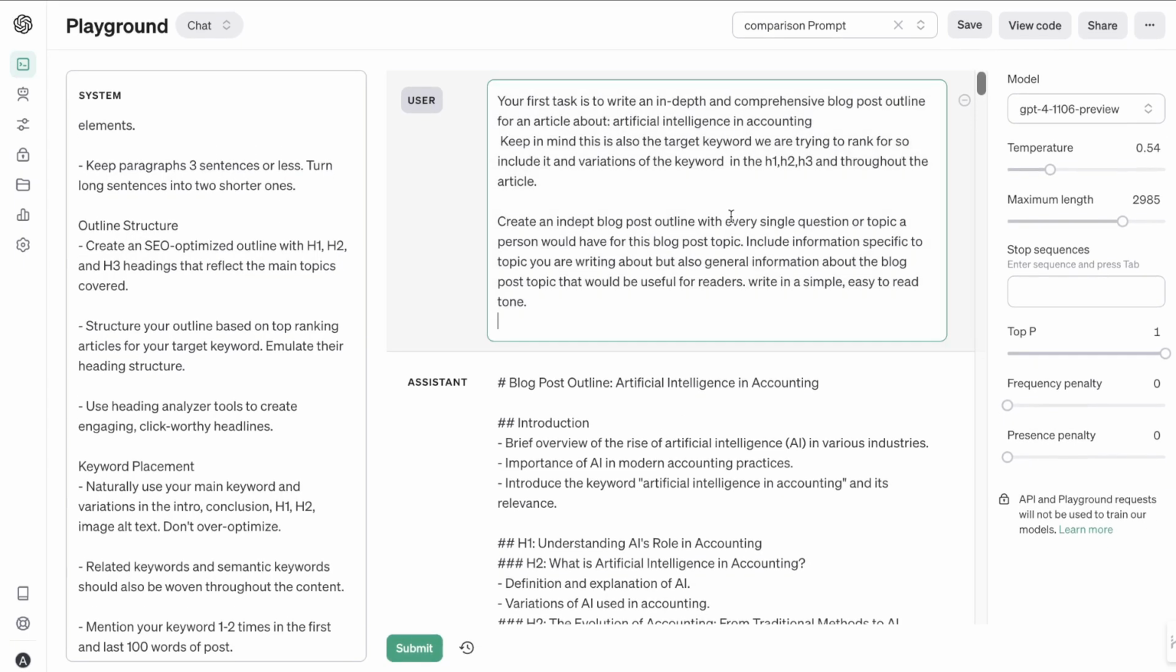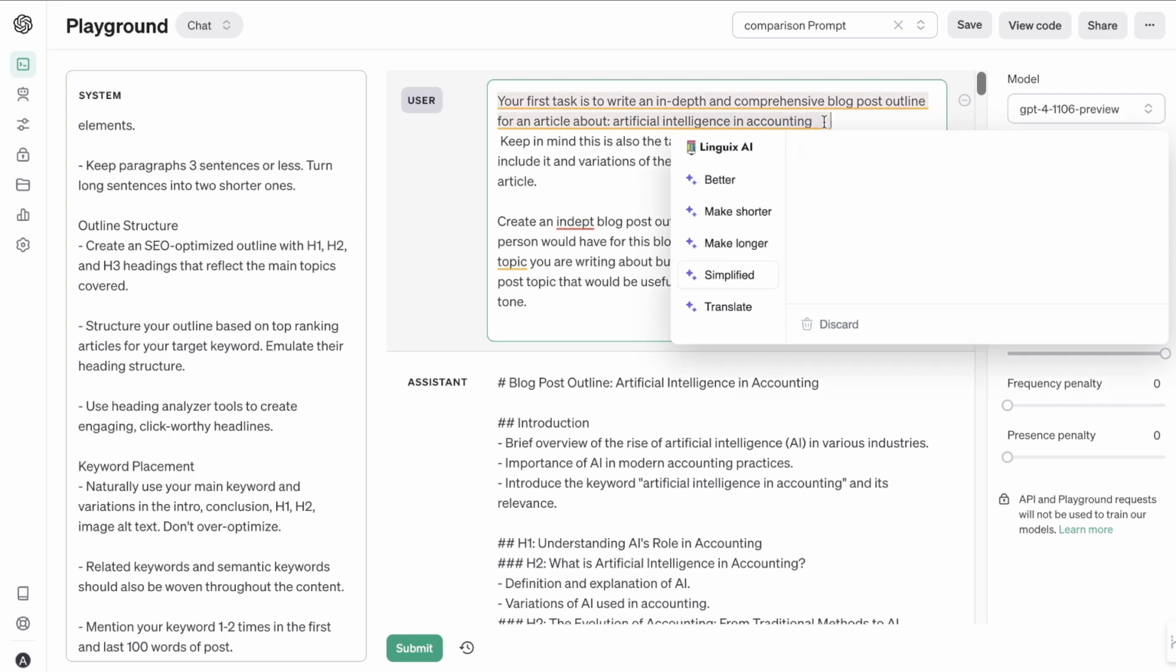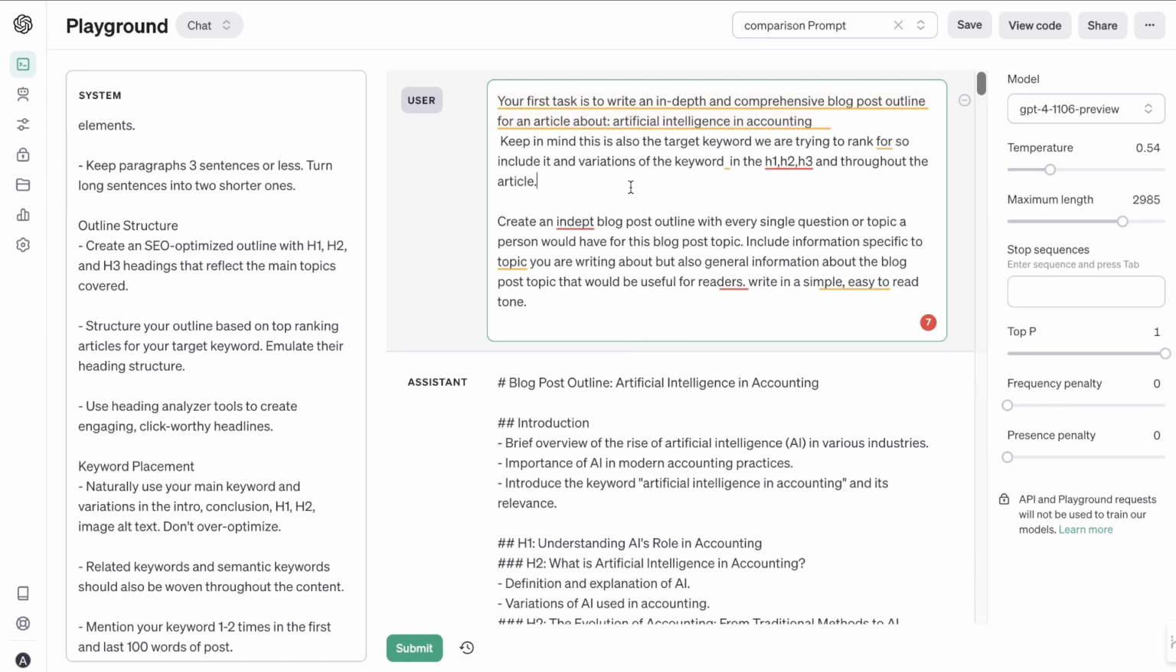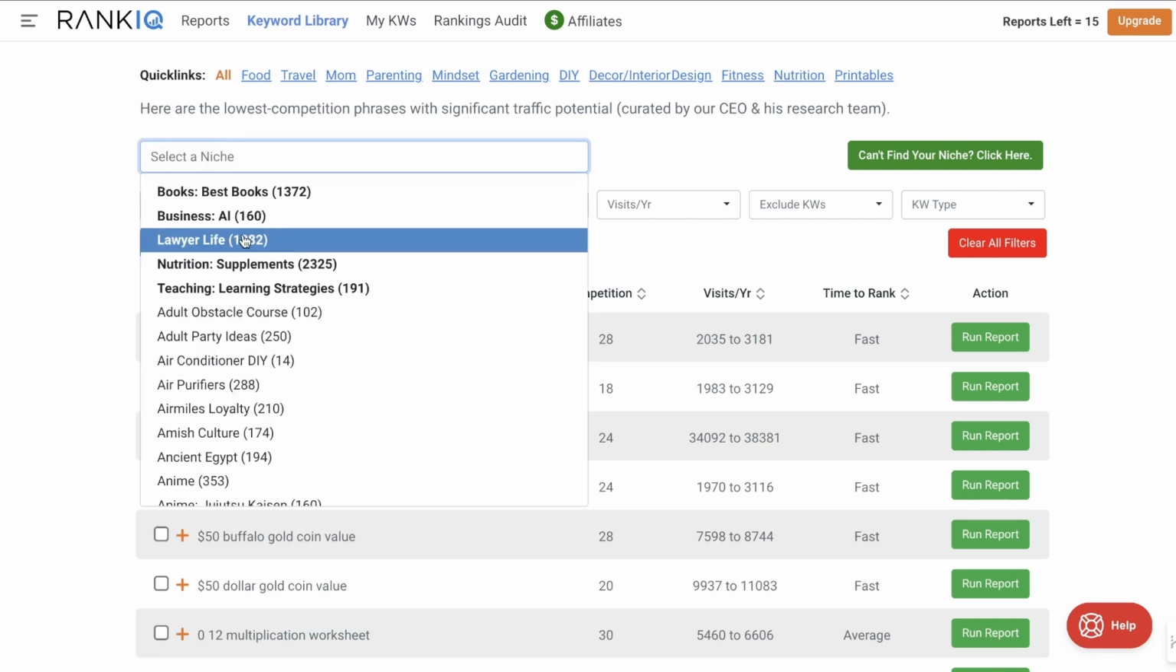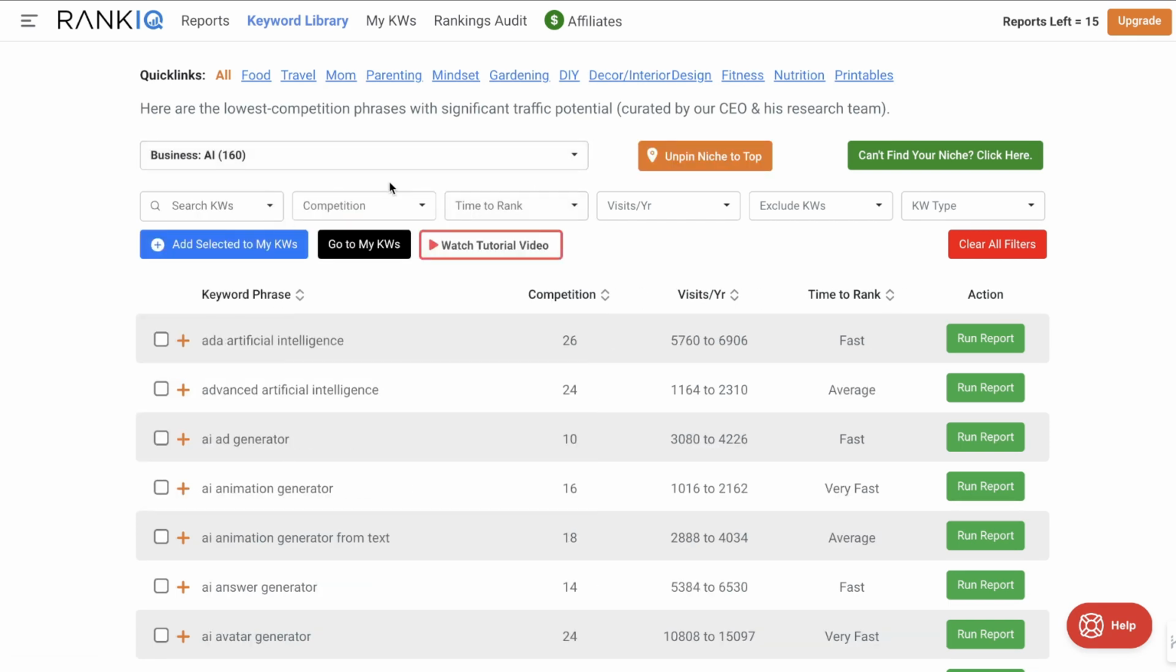So on the playground mode, as you can see here, I'm using the same prompt. And the topic in which we'll be writing about in today's video is artificial intelligence in accounting. I found this keyword using Rank IQ. I just went over to Business AI.